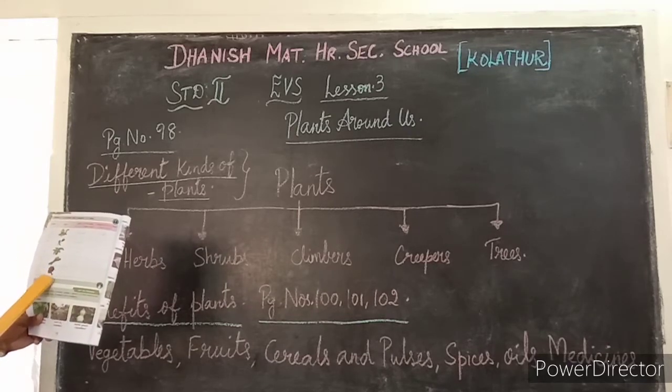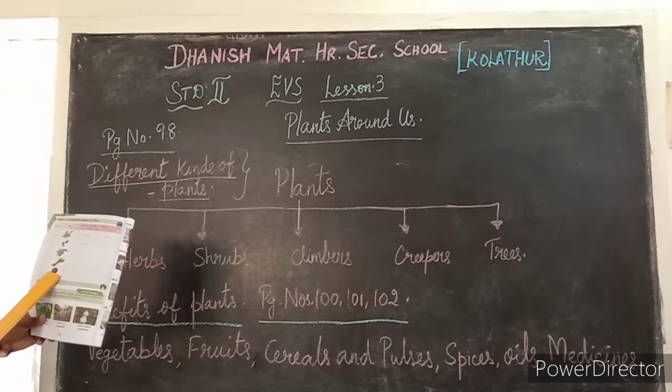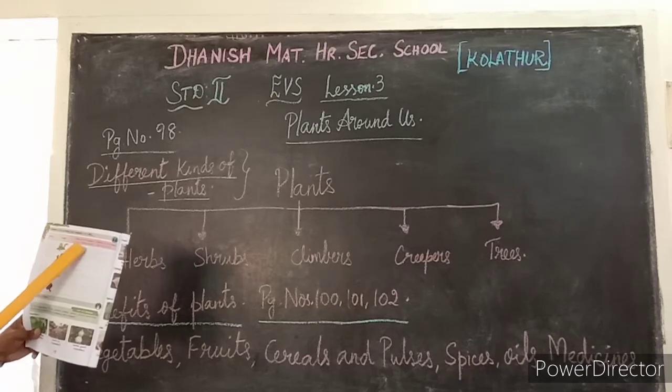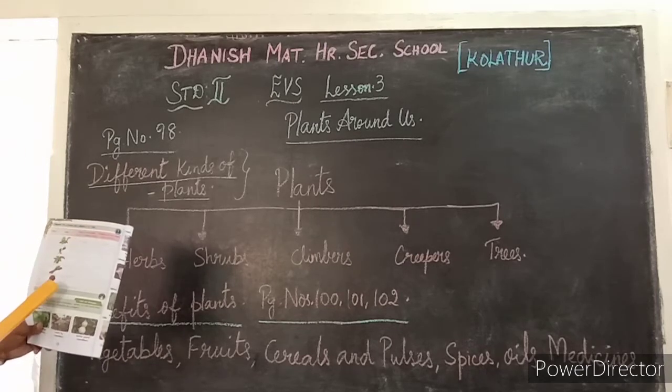Okay, children. Next one, this is greens. What is the color of it? From here you want to choose and write. Here they are given green, brown, red. So what is the color?